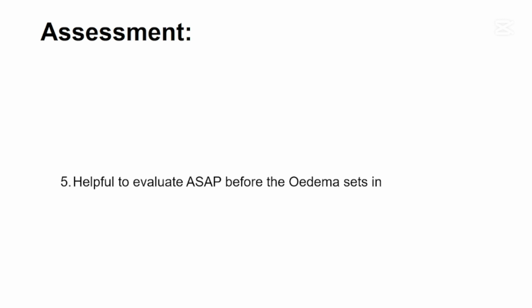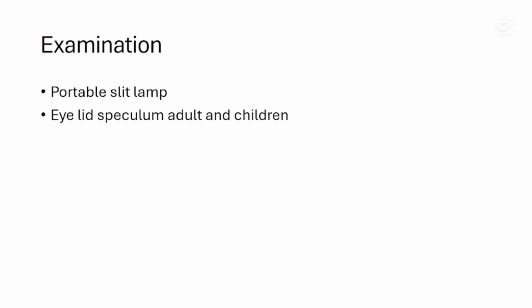Ideally, assess early before the edema sets in. So initially at the time of burn, sometimes you can have a proper understanding. So what you really need for the examination: ideally a portable slit lamp and a speculum for both adults and children, fluorescein strips to detect corneal epithelial defects and corneal damage, and good illumination, always very important.